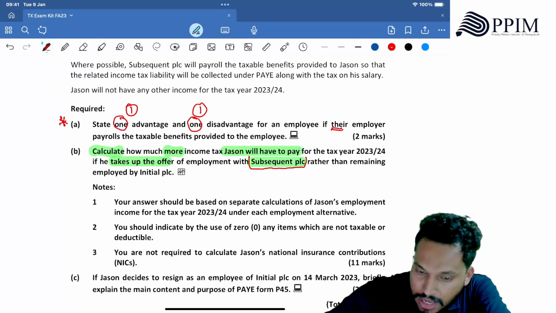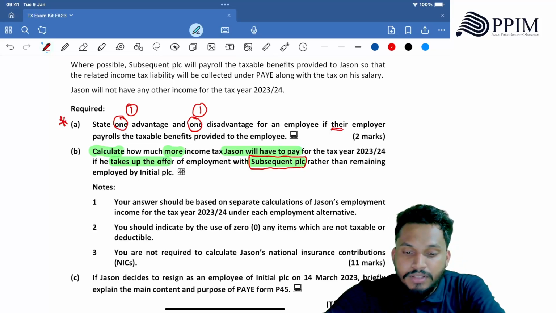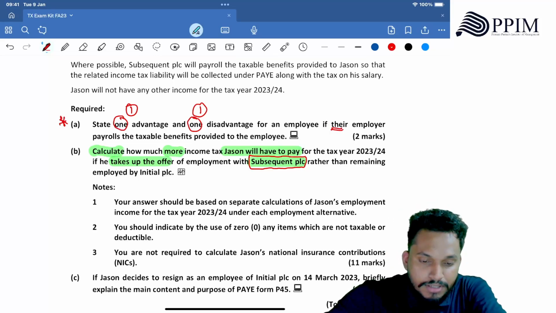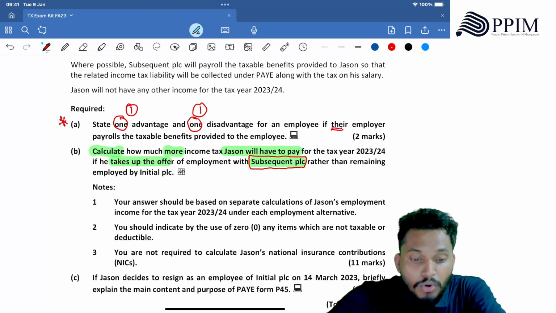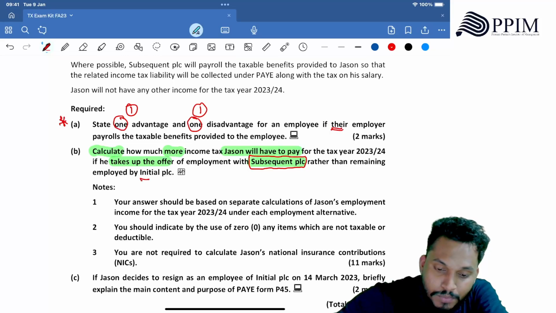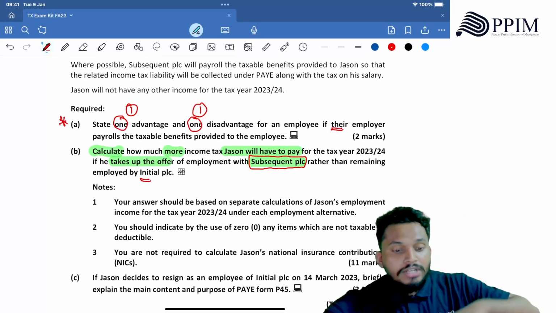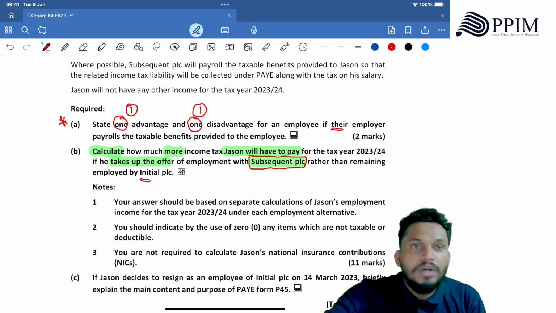So if he's taking up the offer with subsequent PLC, then what is his benefit, or how much more income tax he needs to pay rather than remaining employed by initial PLC? So there is a comparison here, right? Now to design your answer, you need to address three things to the examiner here. What are those three things?